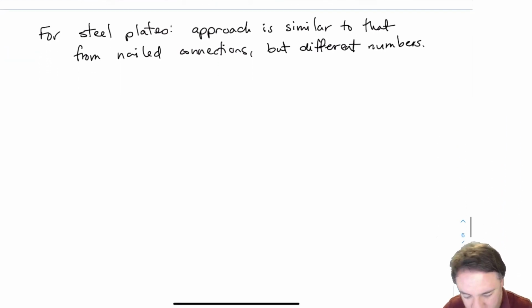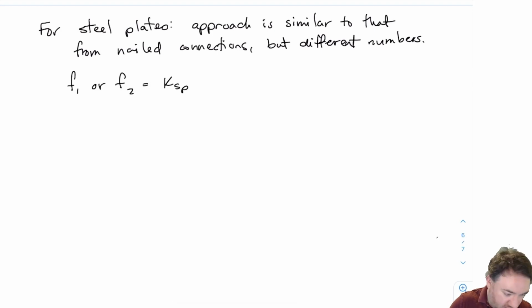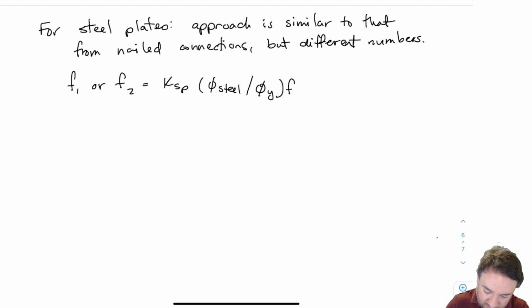Okay, so this one is similar to what we had for nails. You might recall an equation that looked something like this, where F1 or F2 is KSP phi y times FU. And this is different in the sense that this used to be phi wood, and now it's phi y, which is the yield strength of the nail, the bolt.